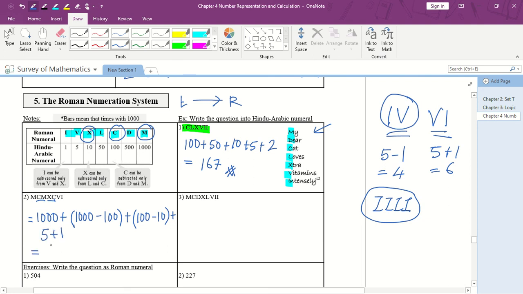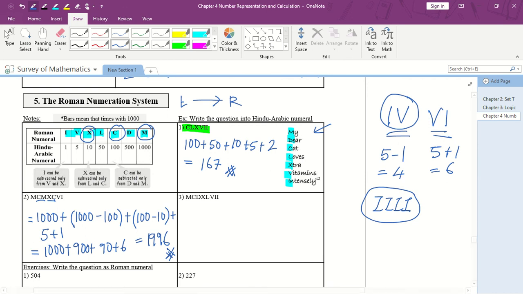So we know that this is 1000 plus 900 plus 90 plus 6, which is equivalent to 1999 for the question here.